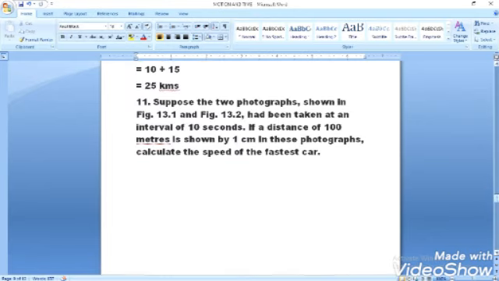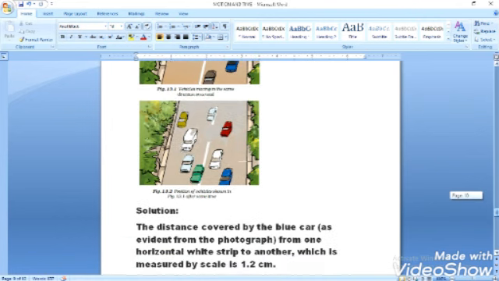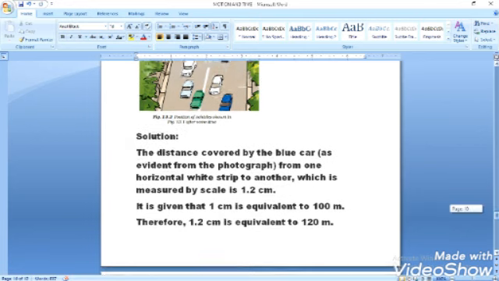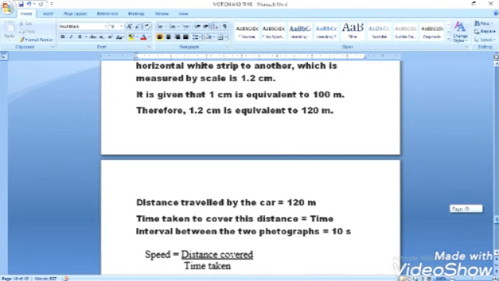Suppose there are two photographs that have been taken at an interval of 10 seconds. If a distance of 100 meters is shown by 1 centimeter in these photographs, calculate the speed of the fastest car. What is the speed of the fastest car? So the distance covered by the blue car, as evident from the photograph, from one horizontal white strip to another, is measured by scale as 1.2 centimeter. It is given that 1 centimeter is equivalent to 100 meter. Therefore, 1.2 centimeter is equivalent to what? 120 meter. Right? So the distance covered by the car is equal to 120 meter.